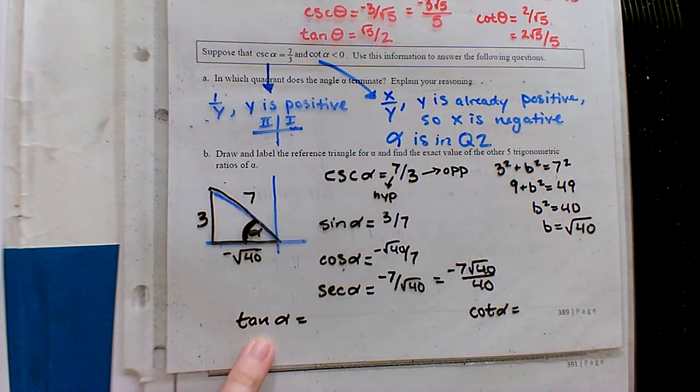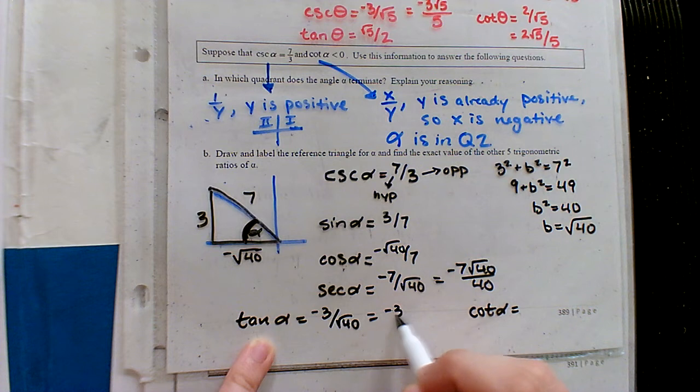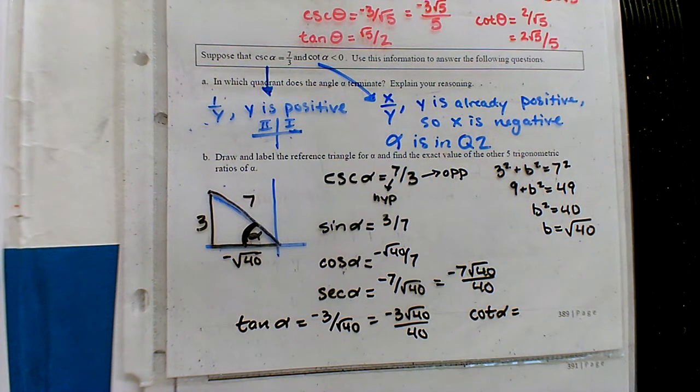What about tangent? Think about SOHCAHTOA. Okay, so initially we would have the opposite side over the adjacent. So that'd be negative 3 over square root of 40. Square root in the denominator, we can get rid of it. So negative 3 square root of 40 over 40. Love it. And last but not least, cotangent.